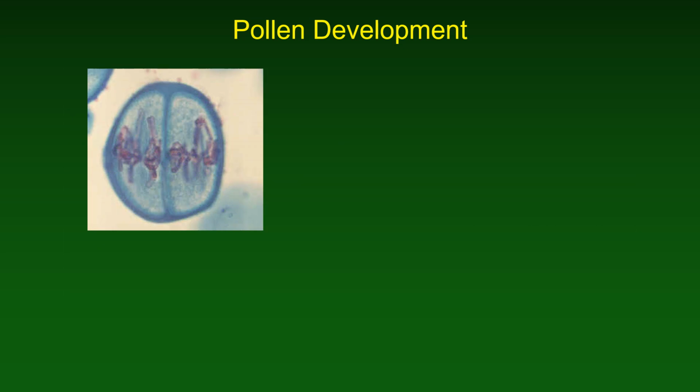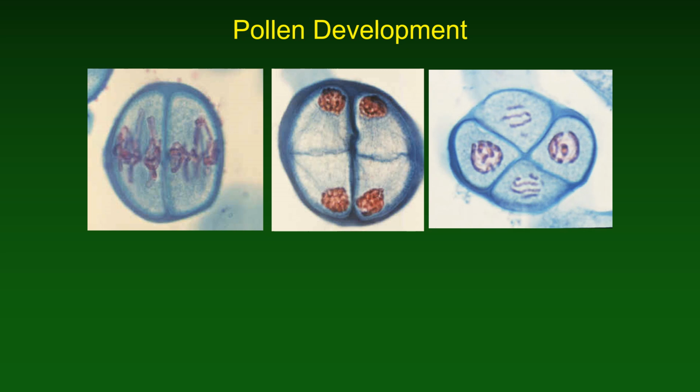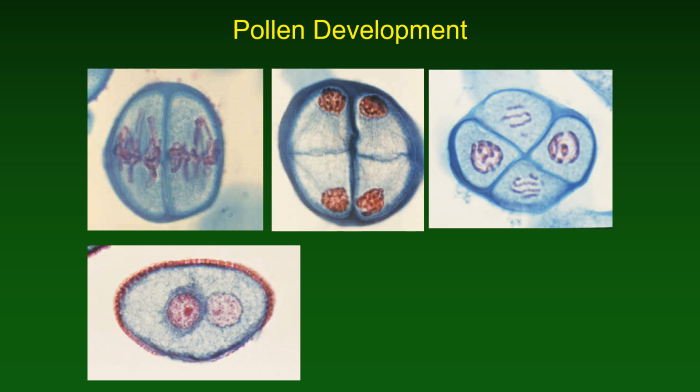Here's the second division of meiosis. This is metaphase 2, followed by telophase 2 and cytokinesis. Anyway, we end up with 4 microspores. They're haploid cells. They're going to divide from each other. And then just looking at one of those microspores, it's going to divide again, and then one of those cells is going to divide one more time.